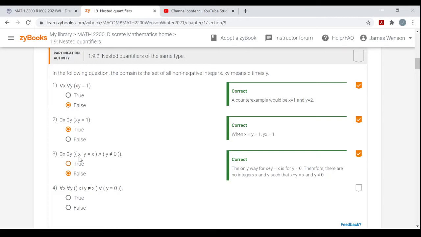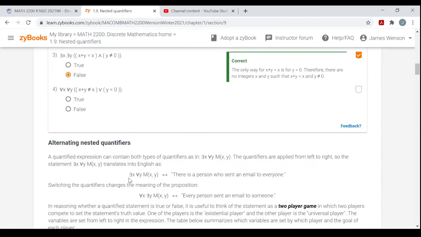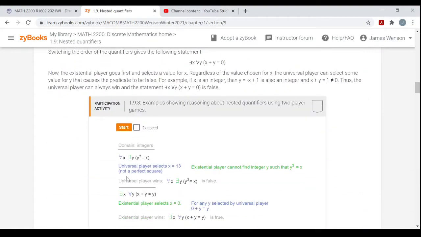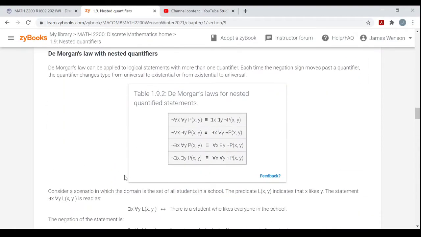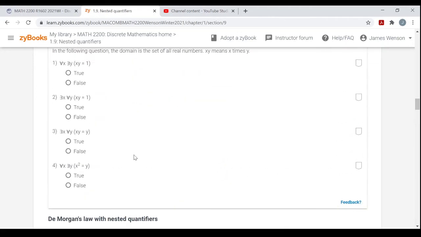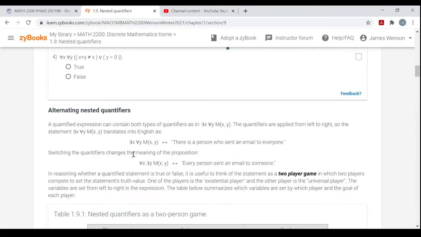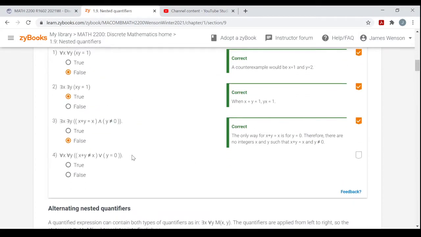Now if this is false, you see how this fourth statement is just the negation, and they talk about the negating. Remember De Morgan's laws with negation? It works the same way when there's more than one quantifier. We talked about negating a quantified statement in section 1.8. So this statement here, I'll write this out as well.